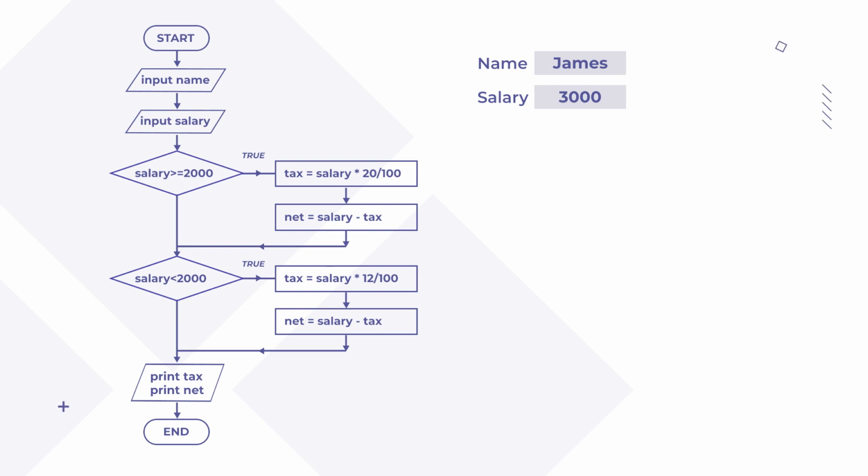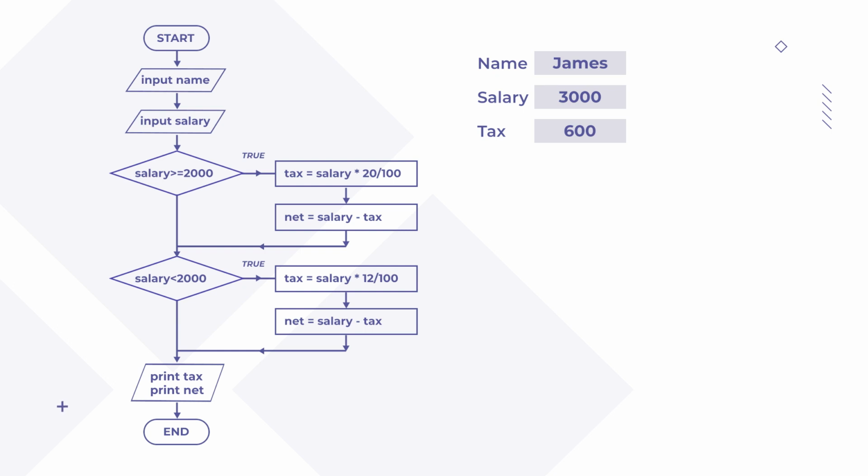So if it is true, it will come here and execute this line. It will pick up the salary value, which is 3000. It will multiply 3000 by 20 and divide by 100. Whatever the result is, it will assign that to text. So it will create a text variable, and here it will store 600.